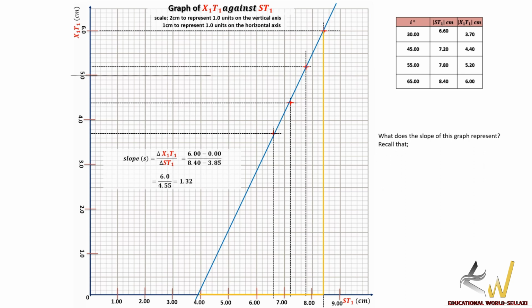So what does the slope of this graph signify? Now we can recall that the refractive index of a glass block is 1.5. So this slope represents the refractive index of this particular glass block that we use for our experiment. So that is what this experiment is all about, to find the refractive index of the glass block that we are using.